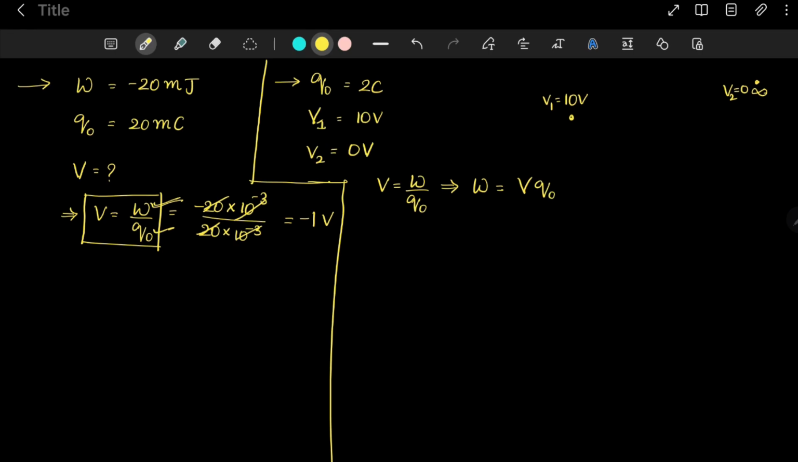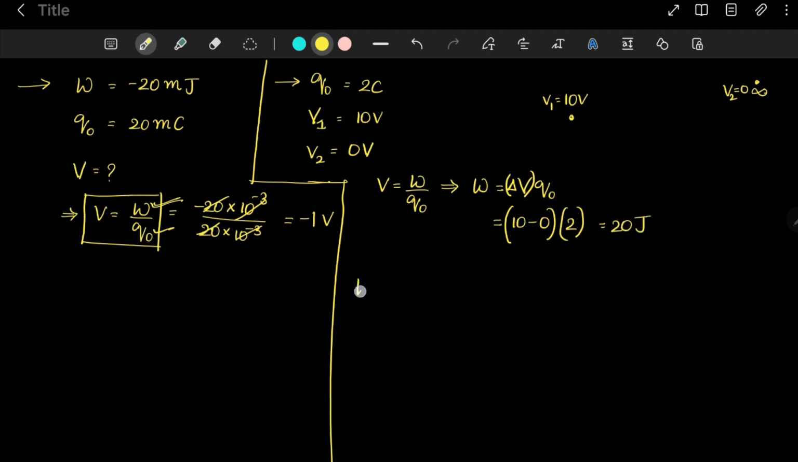But if a particle is moving from one point to another point, we can write it as potential difference multiplied into Q naught. So what is the potential difference here? Work done is equal to 10 minus 0, and what is the charge, my dear? 2. So it is equal to how much? 20 joule is the work done.